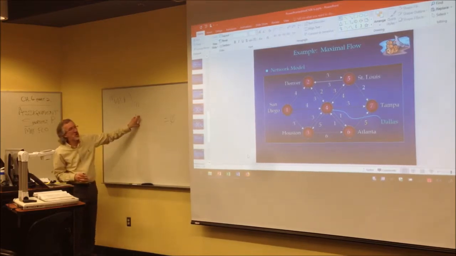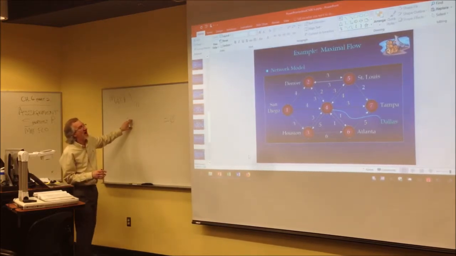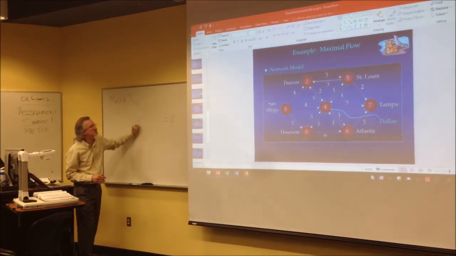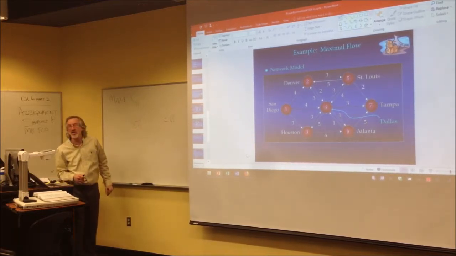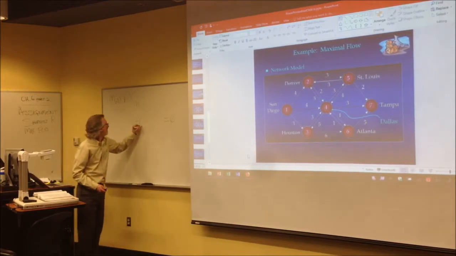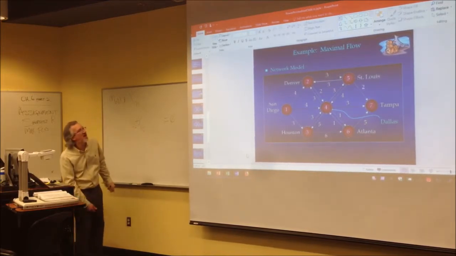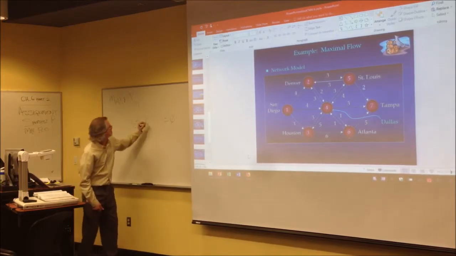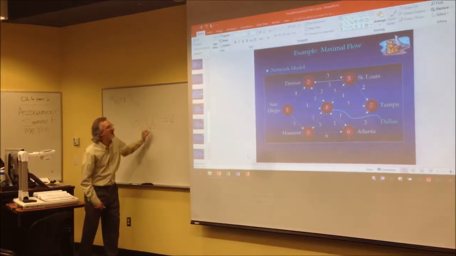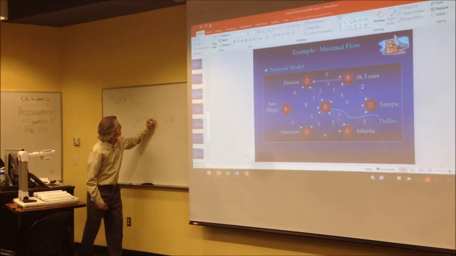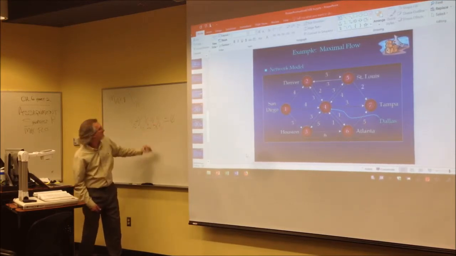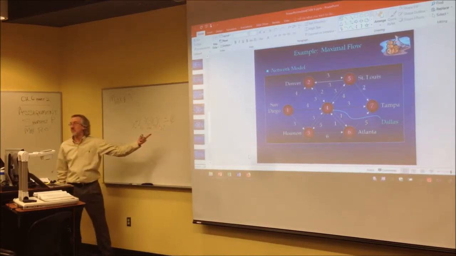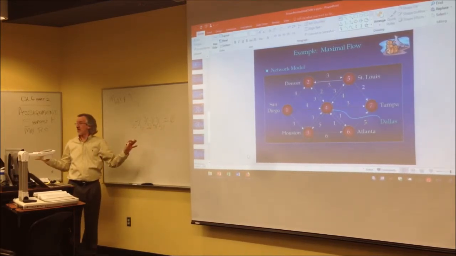So, what's going into node 5? We got x25 plus x45. Is there anything else going into 5? No. So now we have minus x52, minus x54, minus x57. Is that it? Yes. Equals 0. That easy so far.